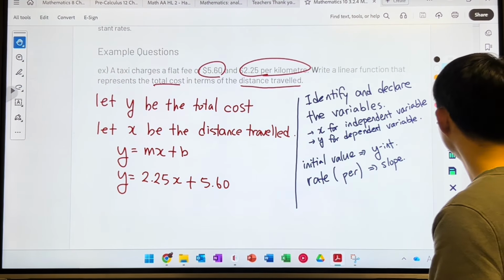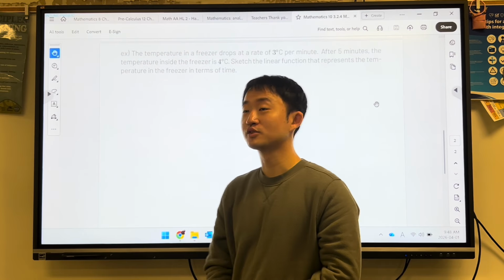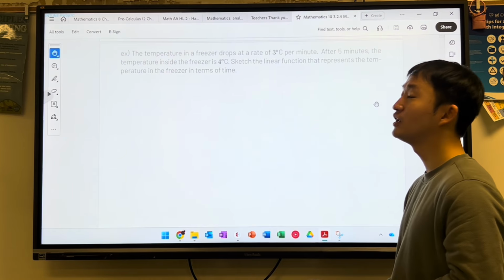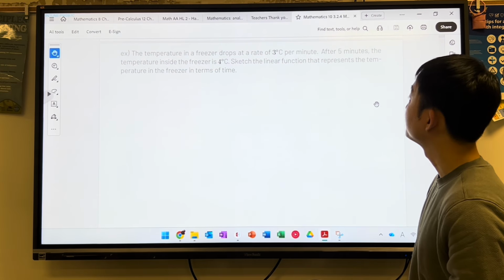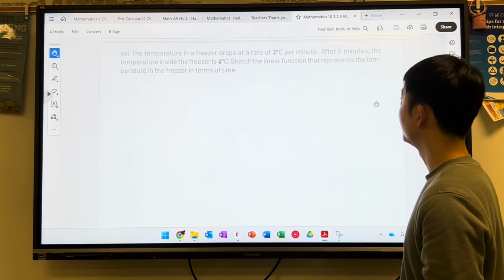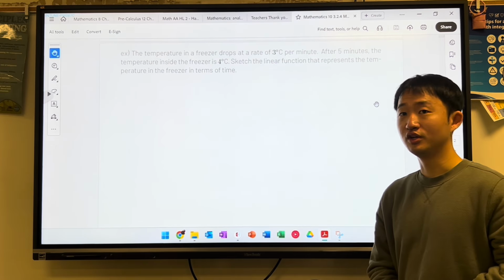Let's try the next question. The temperature in a freezer drops at a rate of 3 degrees Celsius per minute. After 5 minutes, the temperature inside the freezer is 4 degrees Celsius. Sketch the linear function that represents the temperature in the freezer in terms of time.